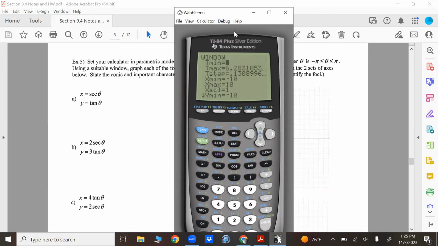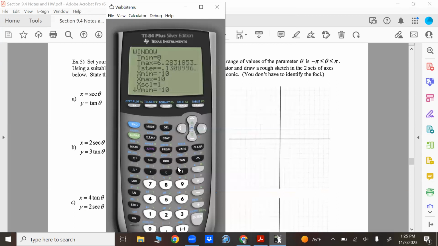Before we hit graph, actually, let's make sure we adjust the window. So it's from negative pi to pi. So you have negative pi, a pi. And the step could be really whatever you want. Let's say 0.1 for a little more accuracy. Hit graph.